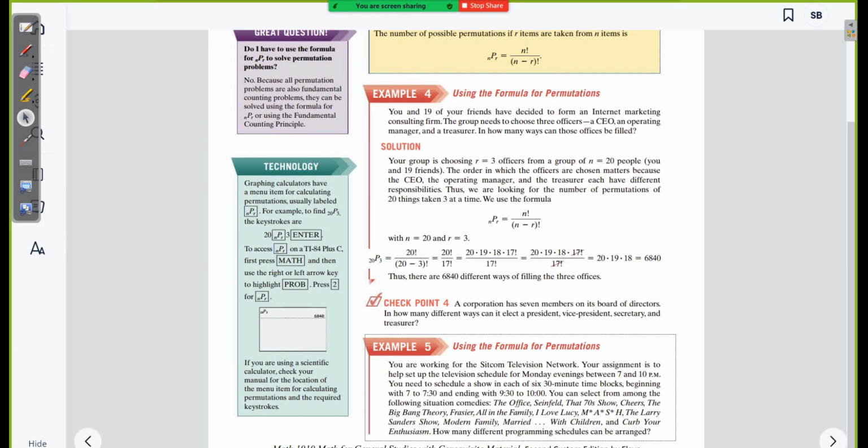All right, so this one looks a little tougher. This is going to be one that we have to just kind of think about. It's not hard, but let's go ahead and begin it. So you are working for the sitcom television network. Your assignment is to help set up the television schedule for Monday evenings between 7 and 10 p.m. You need to schedule a show in each of the 6 30-minute time blocks, beginning with 7 to 7:30.